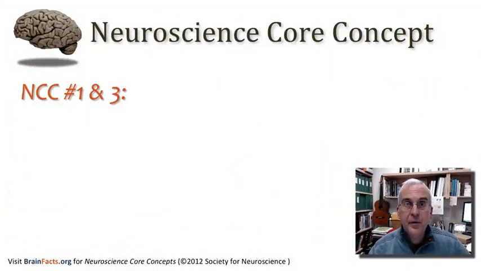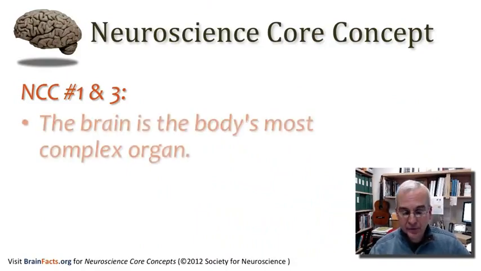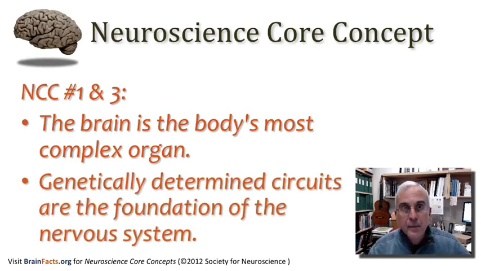For this first part of our tutorial, I have 2 core concepts in the field of neuroscience in mind. Again, the complexity of the brain is always before us, and so I'd like to not miss an opportunity to remind you that the brain is the body's most complex organ. And again, most of what we'll be talking about today pertains to the organization and function of circuits that are genetically determined, and they form the foundation for the nervous system's ability to execute voluntary movement.